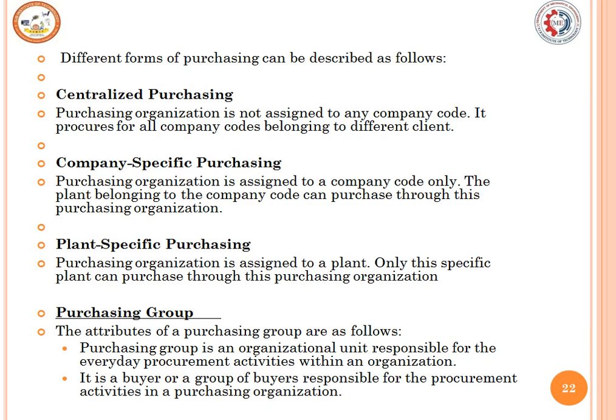If it is plant specific, you'll be purchasing for the particular organization. If it is plant 1 and 2, you clearly define for which plant you need it. For that, the purchasing group will be responsible. There will be group 1 and group 2, and according to the plant need, they are going to purchase.